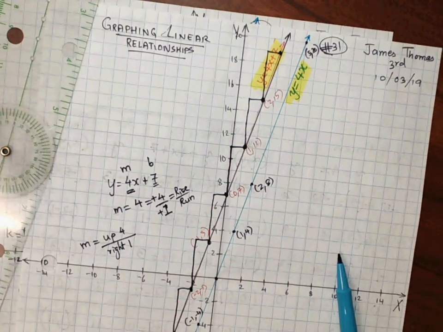So that's the trick we learned, how we can use rise over run, which is important, which is a slope, which is the same as delta y over delta x. Hope you can use this.